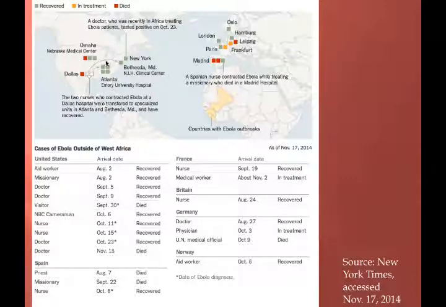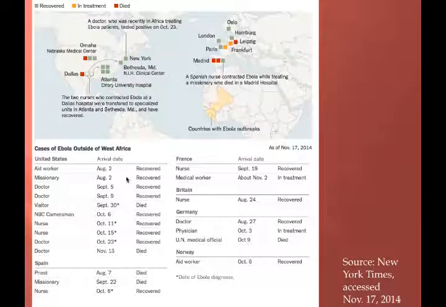So 2 of the roughly 100 people who were involved in treating that initial patient in Dallas got Ebola. They were subsequently transferred, one to Bethesda, Maryland, one to Emory Hospital, Atlanta. And both of those nurses who were treating that patient in Dallas have made a full recovery.